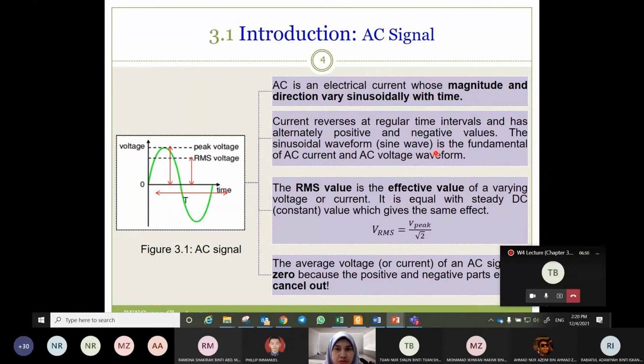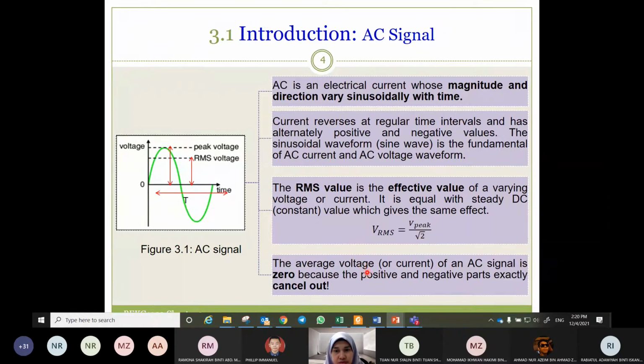The sinusoidal waveform, the sine wave for example, is the fundamental of AC current and AC voltage waveforms. The RMS value is the effective value of a varying voltage or current. It is equal to the steady DC value which gives the same effect. VRMS is equal to VP over root 2, or VP is equal to VRMS times root 2. The average voltage or current of an AC signal is 0 because the positive and negative parts exactly cancel out.